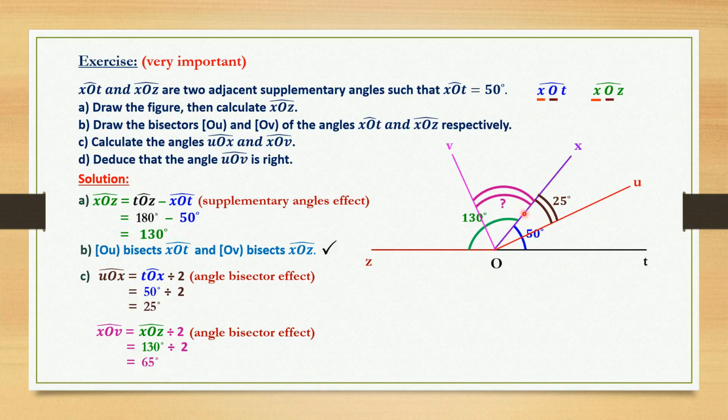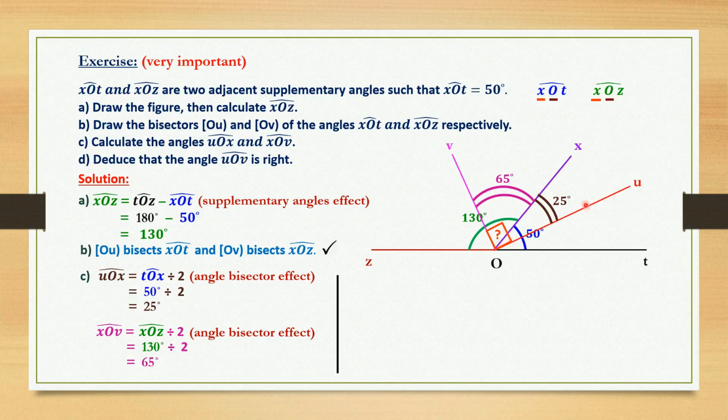Now we know the measure of XOV. We can write it on the figure. Last question, D: deduce that the angle UOV is right. It means deduce that it's a right angle. This is angle UOV. Is it a right angle? Question mark. How are we going to prove that angle UOV is a right angle? We need to prove that it's equal to 90 degrees. Can we do it? Let's see.